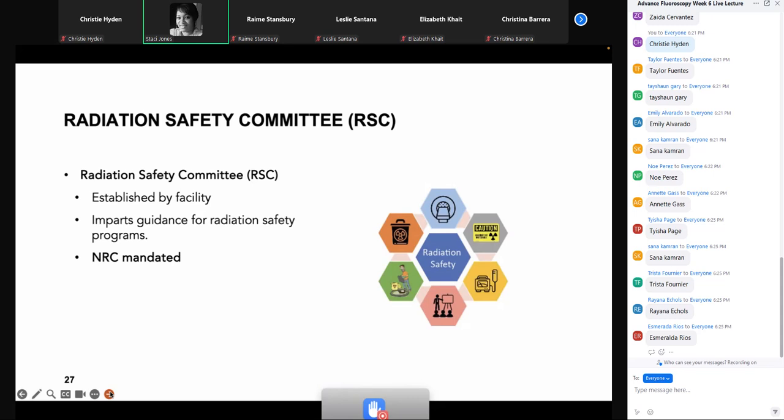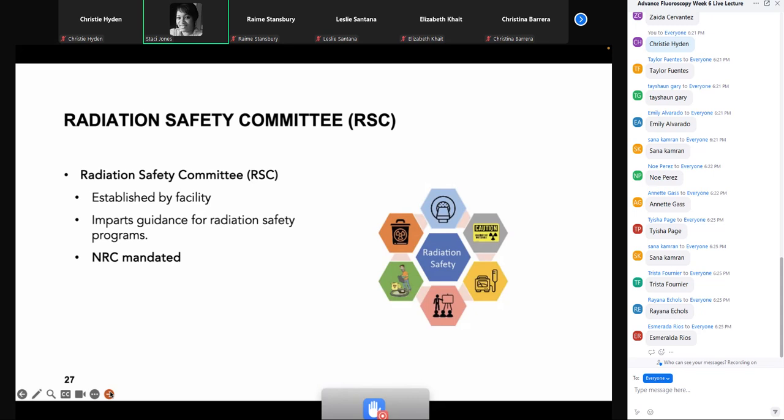So if you have a radiation safety program and a radiation safety officer, you should have a radiation safety committee. The facility you work at should establish this. It imparts guidance from radiation safety programs, and it is NRC mandated. So if you use certain types of radiation, radionuclides, radiotherapy, you have to have a radiation safety committee.